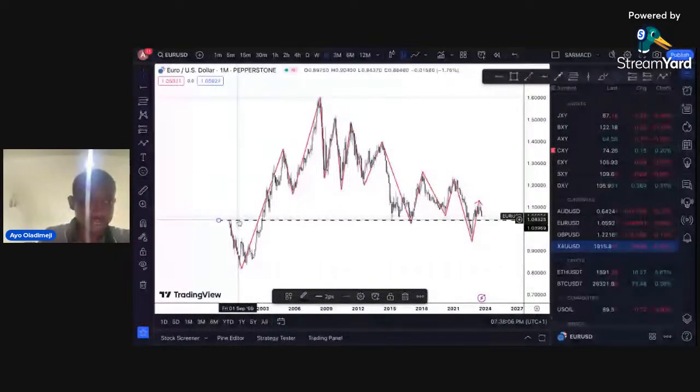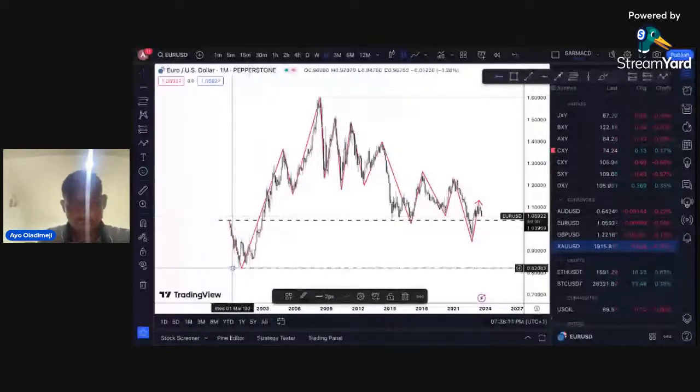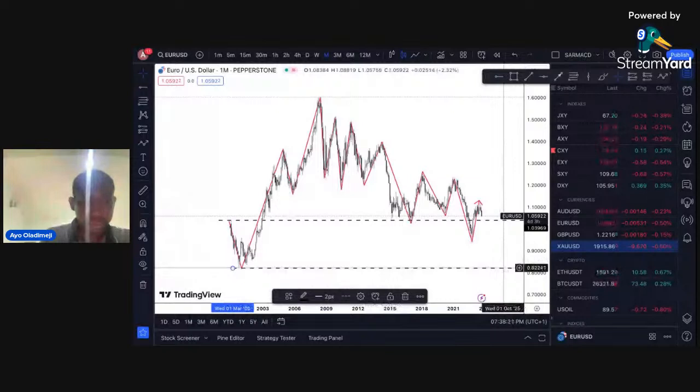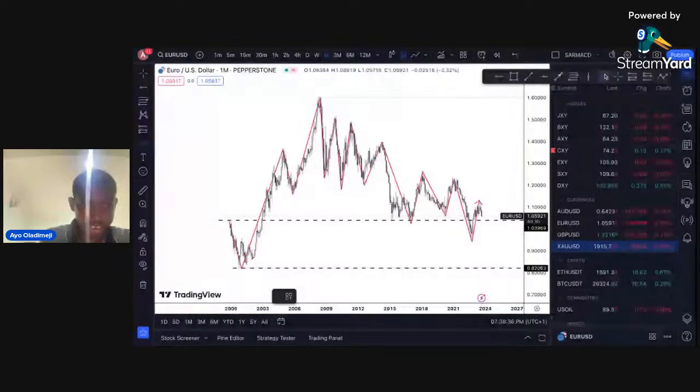One thing that is also clear is when price in 2000, when euro got to 0.82 cent, it bounced up. So this means that this is support, because we can see price bounced up from that place. Boom, it came here, it bounced up. So that's a support.